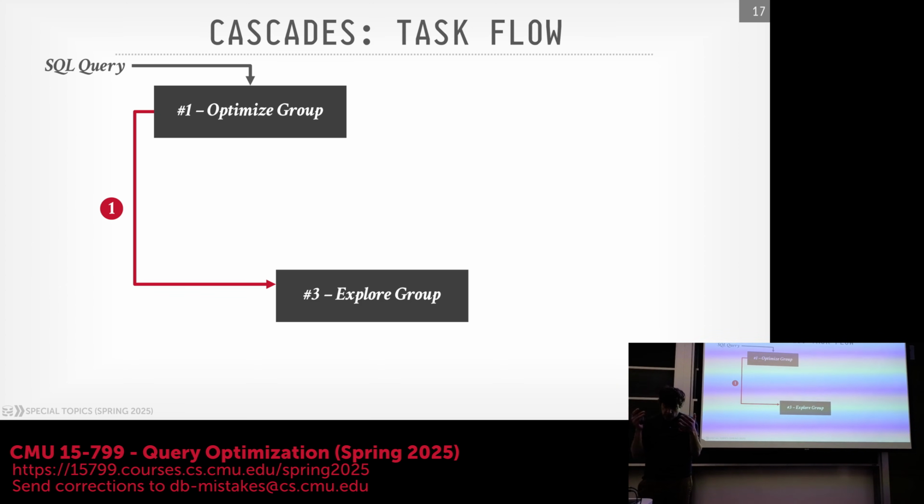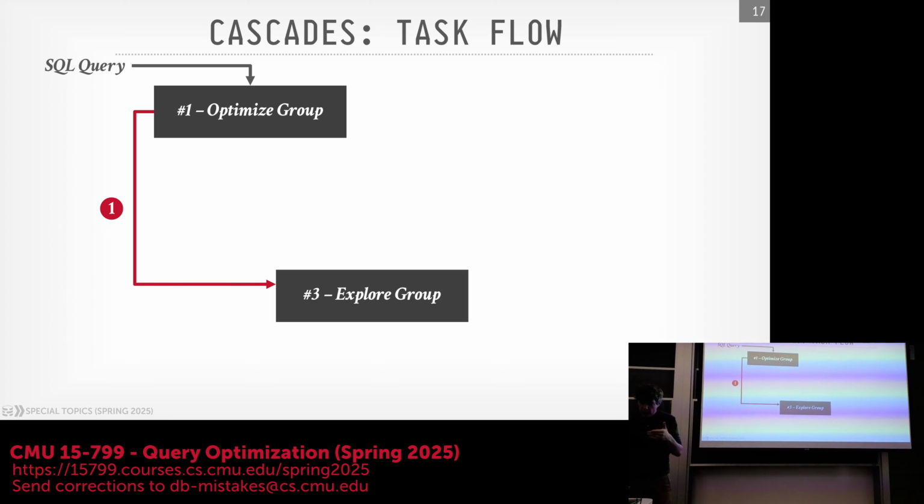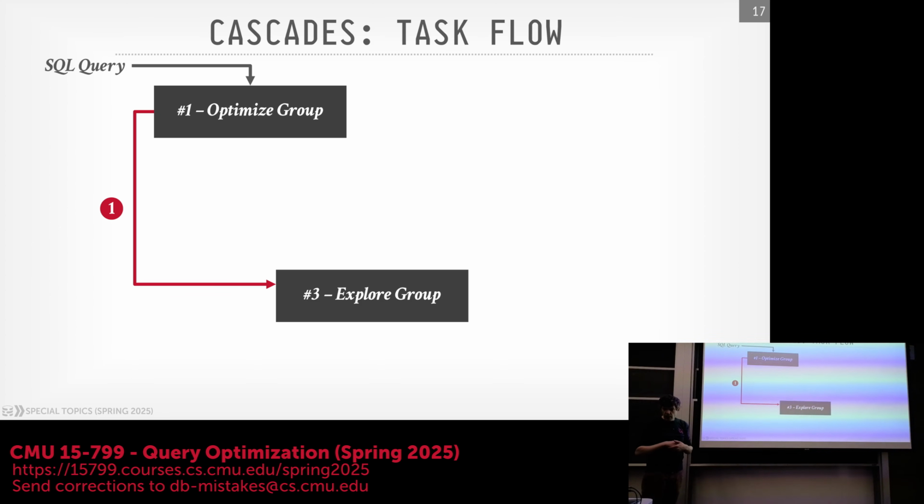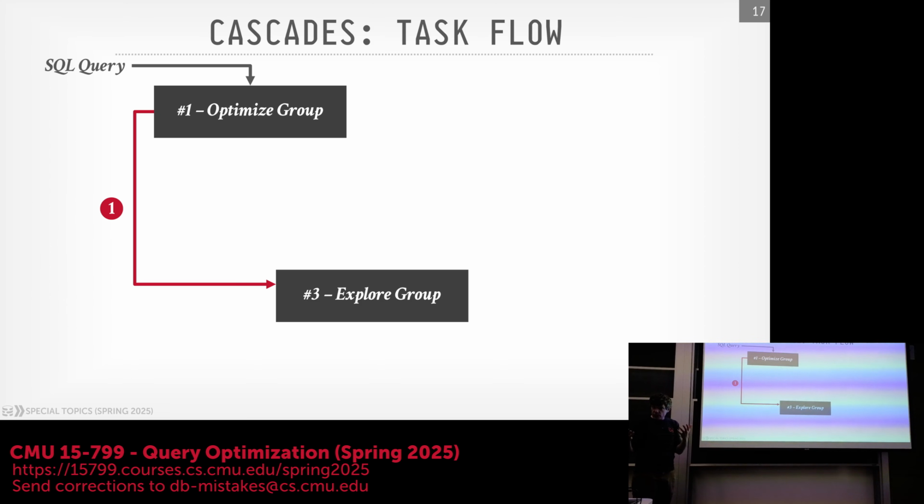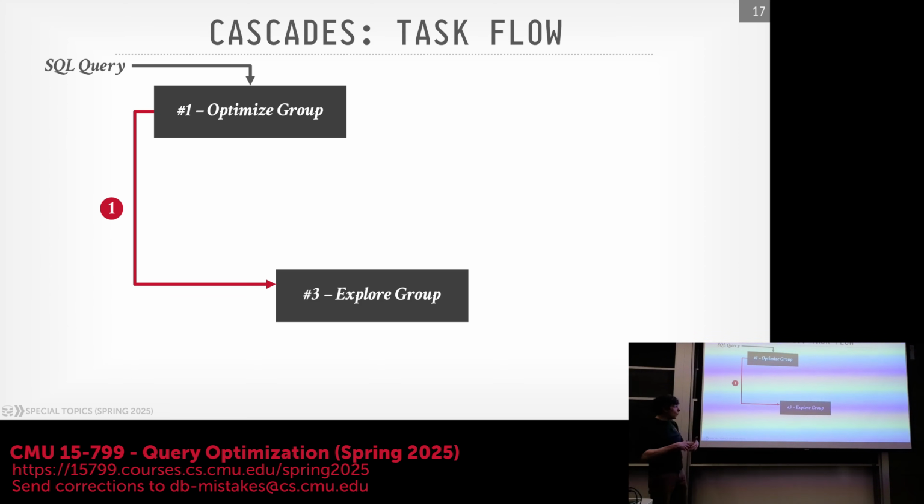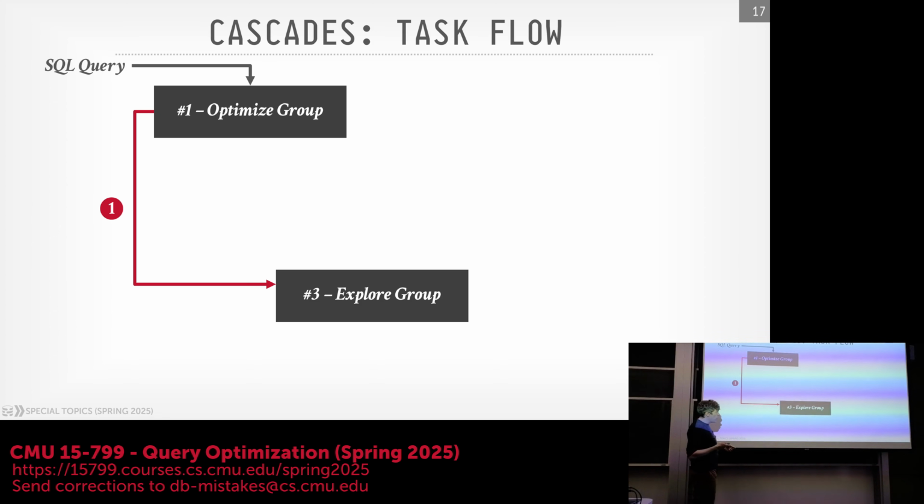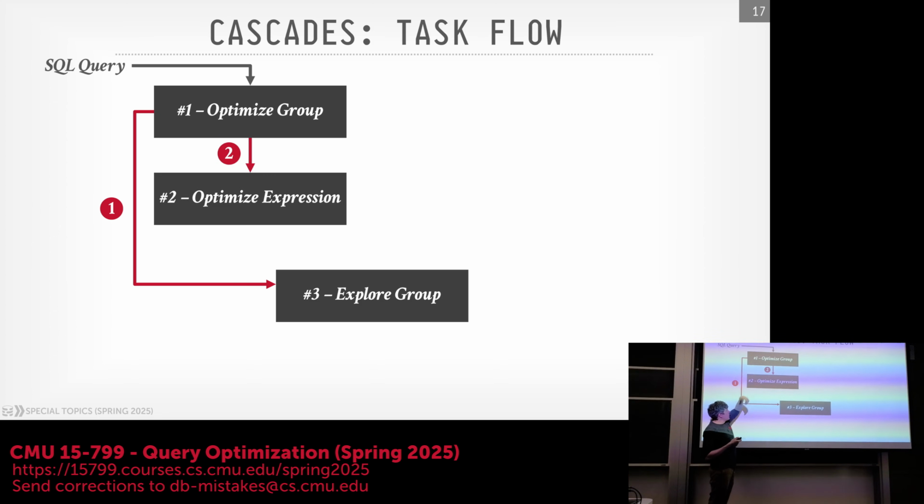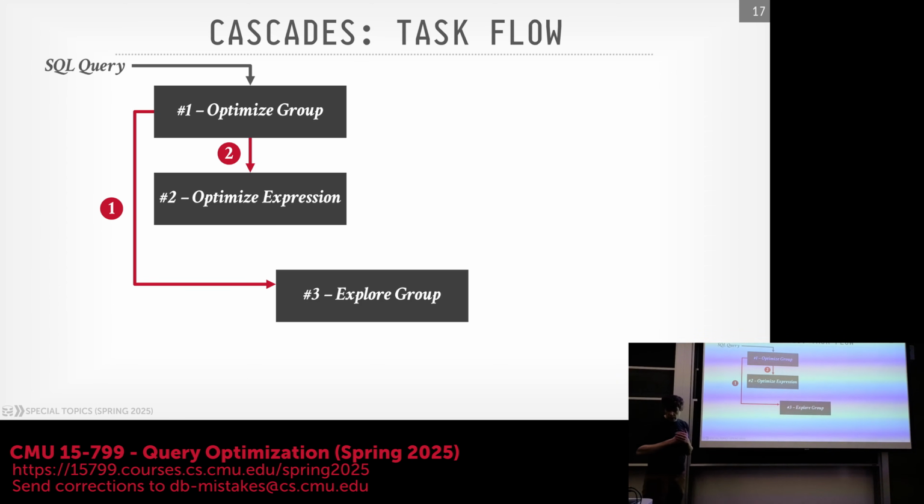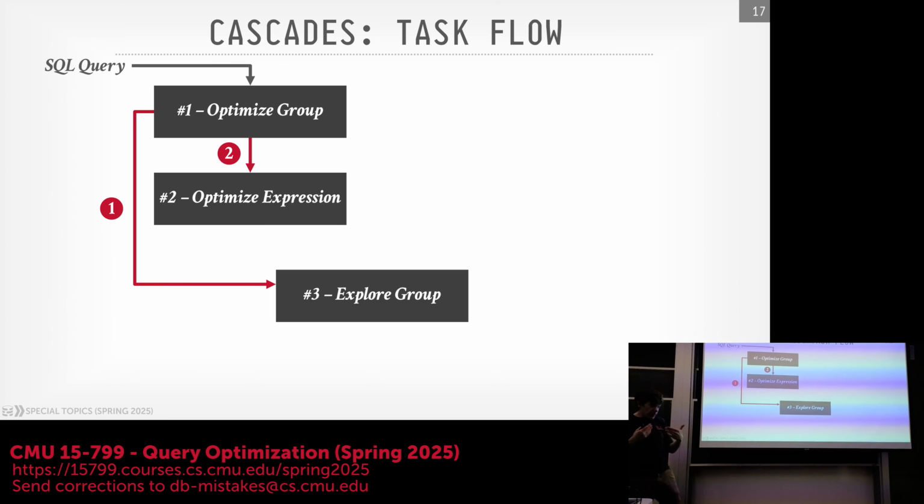I don't have any physical expressions at this point. I have logical expressions in my root group. Let me explore it by applying all the logical transformations that I may have to generate more logical expressions within my group, right? Sometimes some of these could also be further optimized within the group to generate the physical plans for the things that I have in my group at the top.